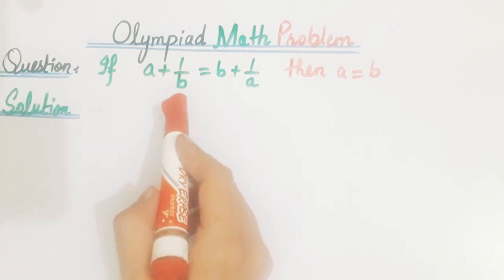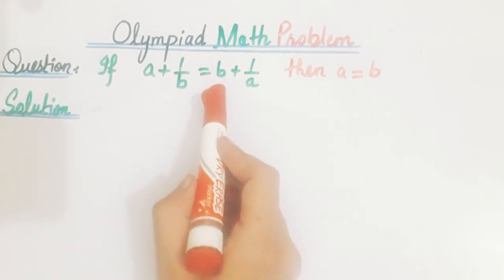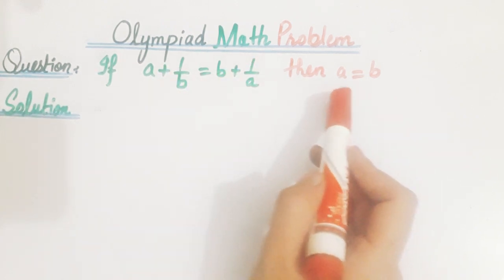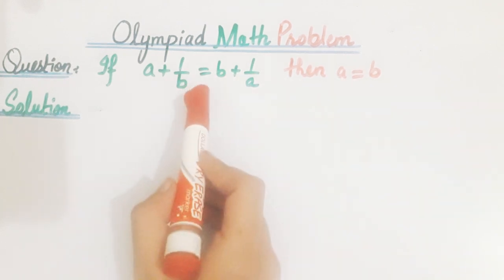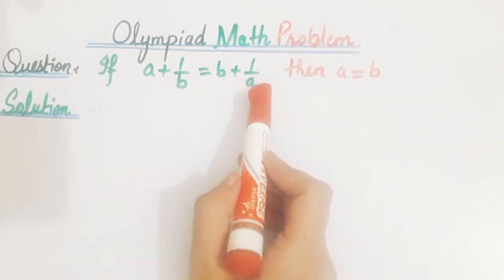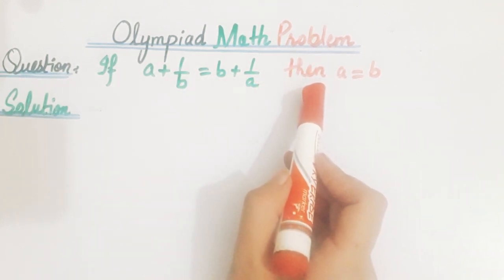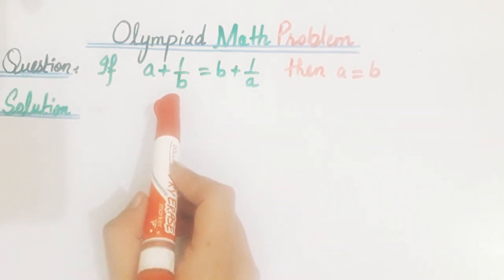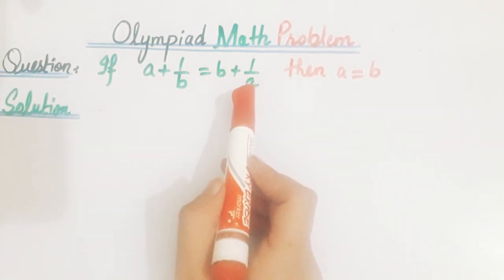If a plus 1 over b equals b plus 1 over a, then a equals b. These questions look easy, but they have broken thousands of minds. Can you prove this? Stay till the end because the last step will blow your mind.